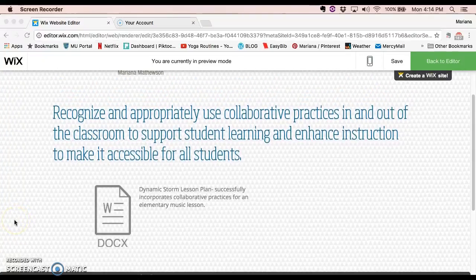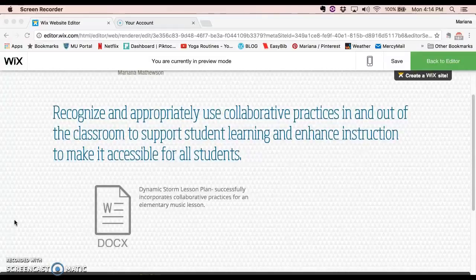Okay, competency 4. Recognize and appropriately use collaborative practices in and out of the classroom to support student learning and enhance instruction to make it accessible for all students. So for this competency, I used a lesson plan that I adapted for a co-teaching format.